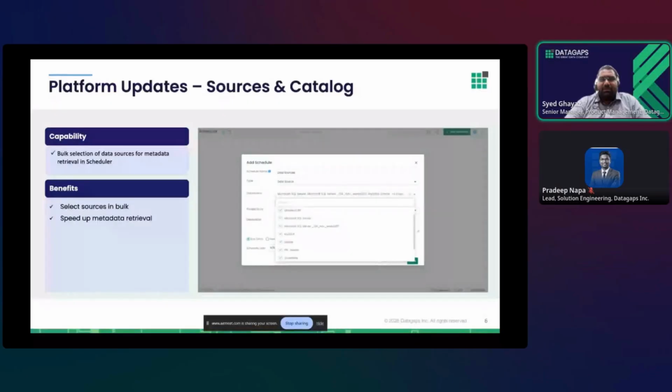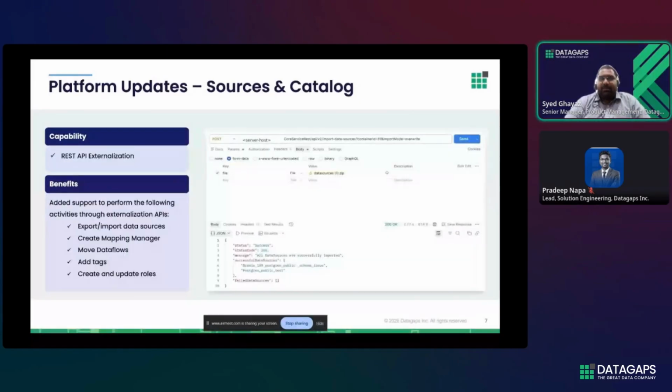All of the data sources and schedule them in a given run. And as I said, REST API externalization. Now you have the capability to export, create, and move data flows externally using the REST APIs that we have made available. So you can add tags, you can update the roles. You can do a lot of functionalities by utilizing our REST API externalizations through your CLIs.